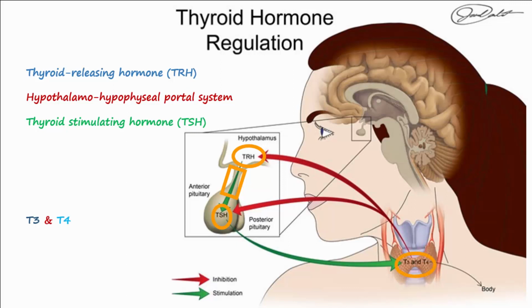All of these hormones are regulated through a negative feedback system that allows them to stay in normal range and not get too high or too low.